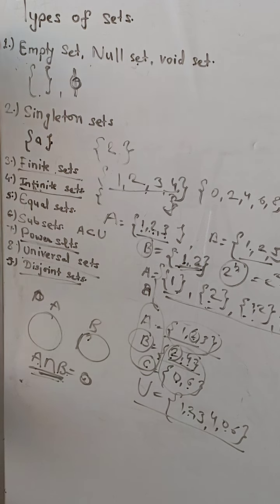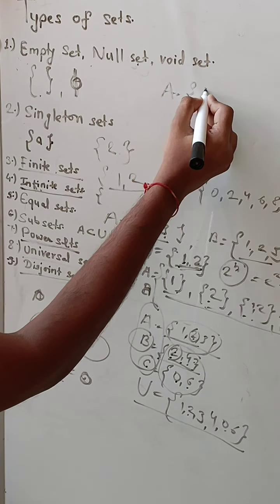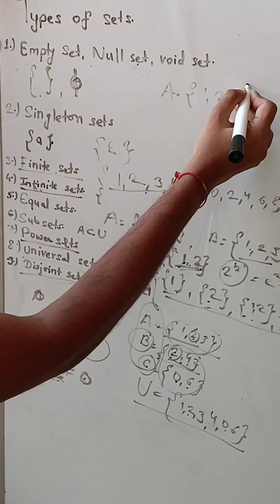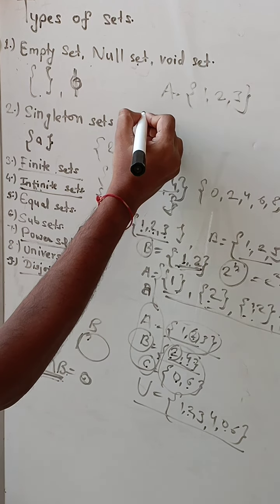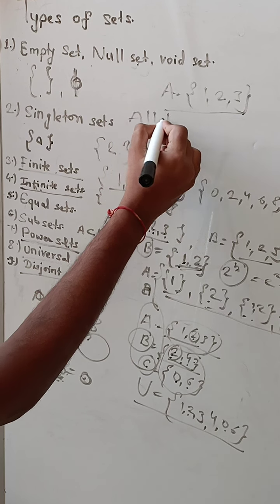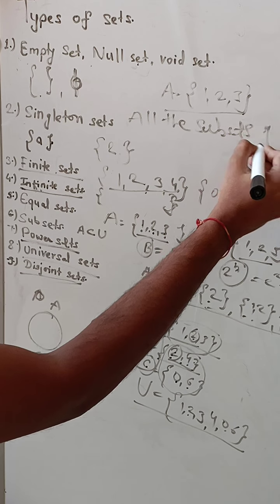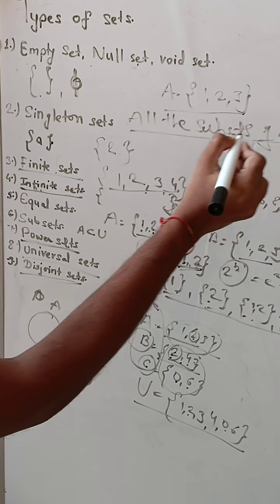Okay, to summarize, we have these types of sets, and the question for you will be: given set A as 1, 2, 3, you have to write all the subsets of A. Question for you. Thank you.